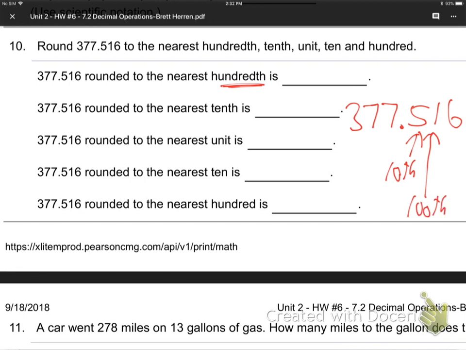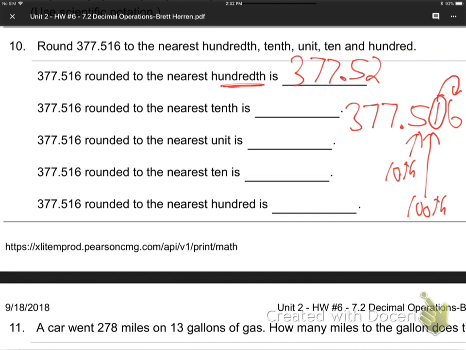So how do you round? You know how to round. You circle the place you're going to stop at. We're going to stop 2 places after the decimal. Hundredths. 100 has 2 zeros on it, so that makes sense. You look 1 to the right of the place you're going to stop at, and if the 1 to the right is 5 or more, up you go. You know that, huh? So 377.52. There it is, rounded to the nearest 100th.